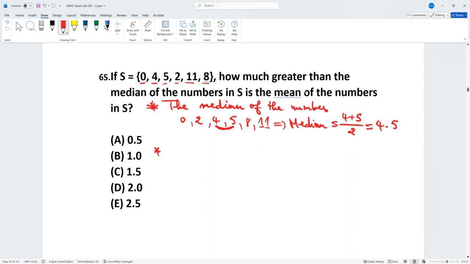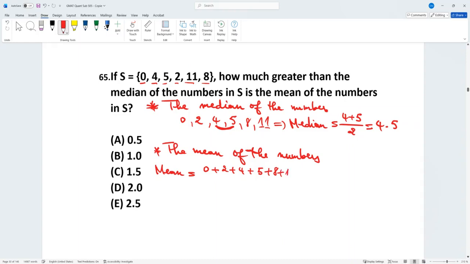So normally, based on how the question is formulated, the mean will need to be a little bit greater than the median. Okay, so the mean of the numbers is going to be equal to 0 plus 2 plus 4 plus 5 plus 8 plus 11 divided by 6, because we have 6 numbers here, 1, 2, 3, 4, 5, 6.